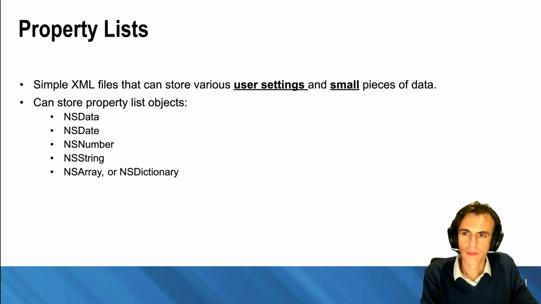So what are property lists? Basically, they're just XML files, and you can store things like user settings and small bits of data. These are widely used in Xcode, for example, so things like storyboards are actually stored in XML format, and some of the other app settings are stored as property lists too. And you can store various objects, and these are things like NSData, NSDate, NSNumber, NSString, NSArray, NSDictionary.